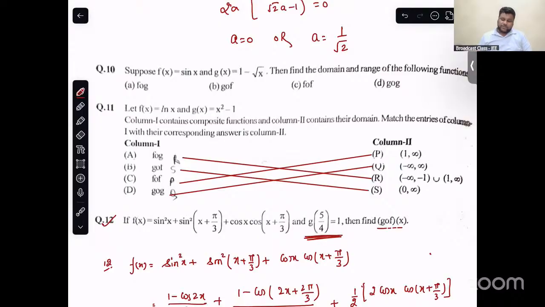Now, go with the 10th question. f of x is sin x, g of x is 1 minus root x. Find the domain and range of the following functions. Yes, quickly. Quickly attempt.